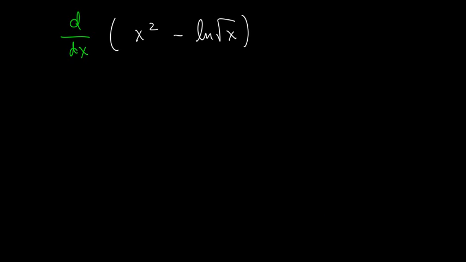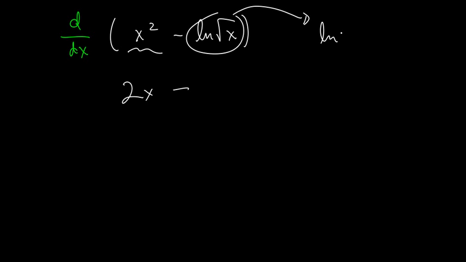Let's do the derivative of x squared minus ln of square root of x. So the first part is simple. That's just 2x by the power rule. And the second part, well, ln of square root of x. Let's go over to the side here and just rewrite it. ln of square root of x is equal to ln of x to the 1/2. Okay, so ln of x to the 1/2, that's equal to, well, I could bring the exponent to the front, so there you go, 1/2 times ln x.